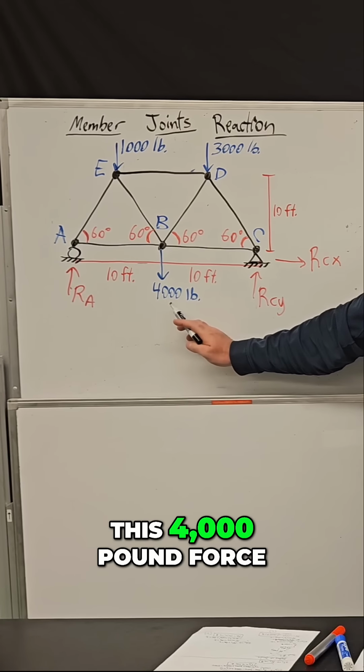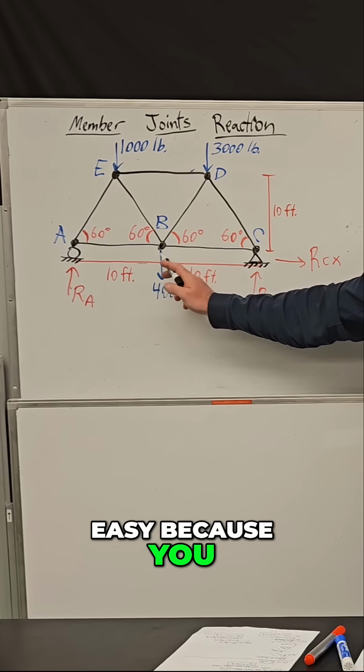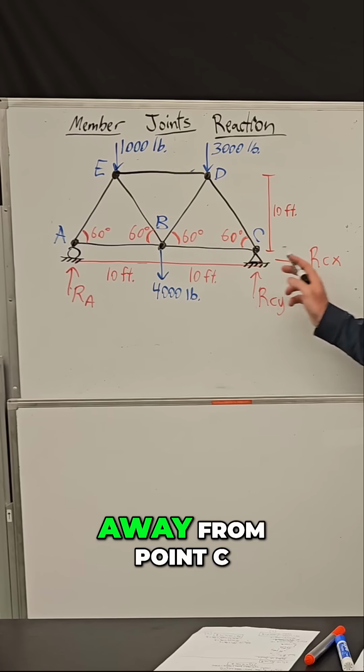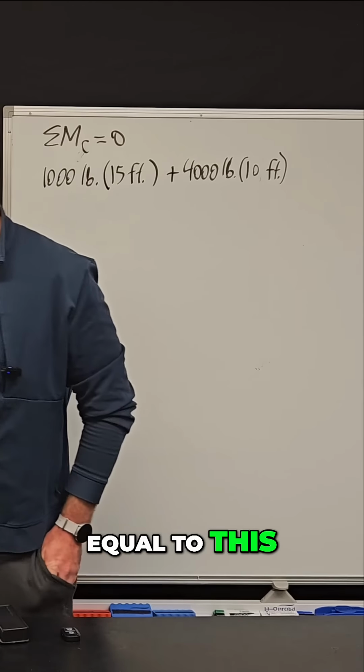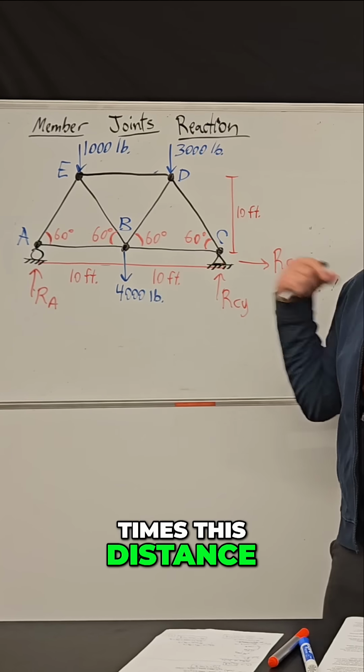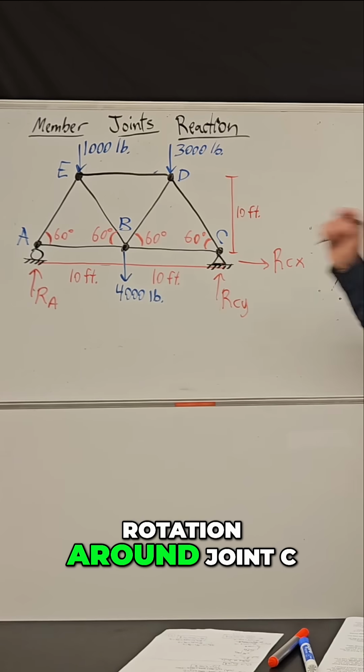That would be this 4,000 pound force. And that one's easy because you can very clearly see that is 10 feet away from point C. So we have a second moment created that is equal to this force times this distance. And that's causing rotation around joint C.